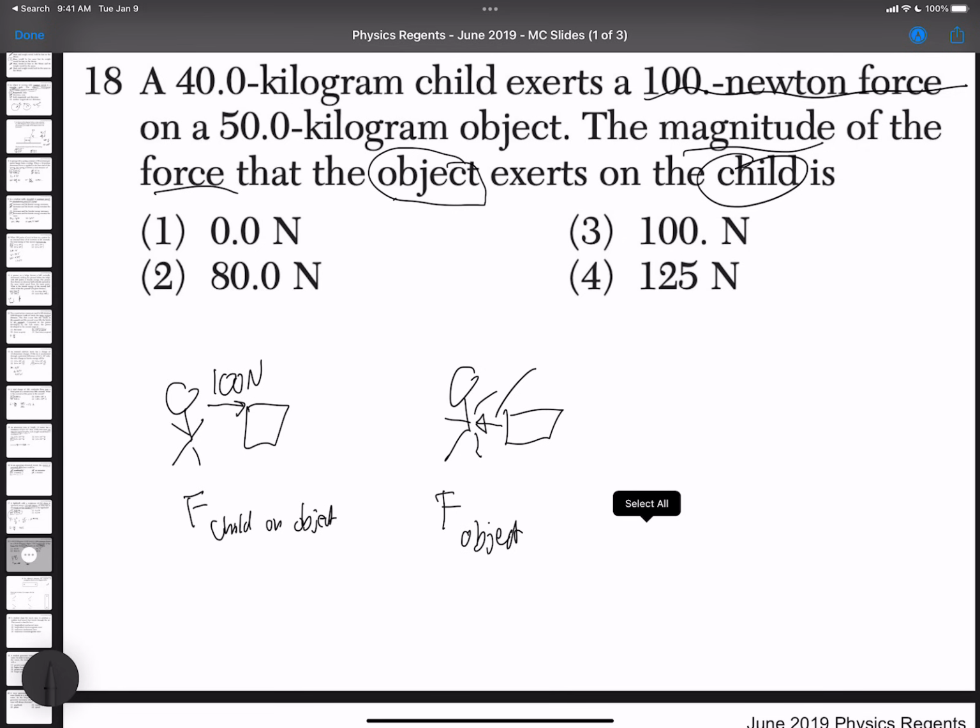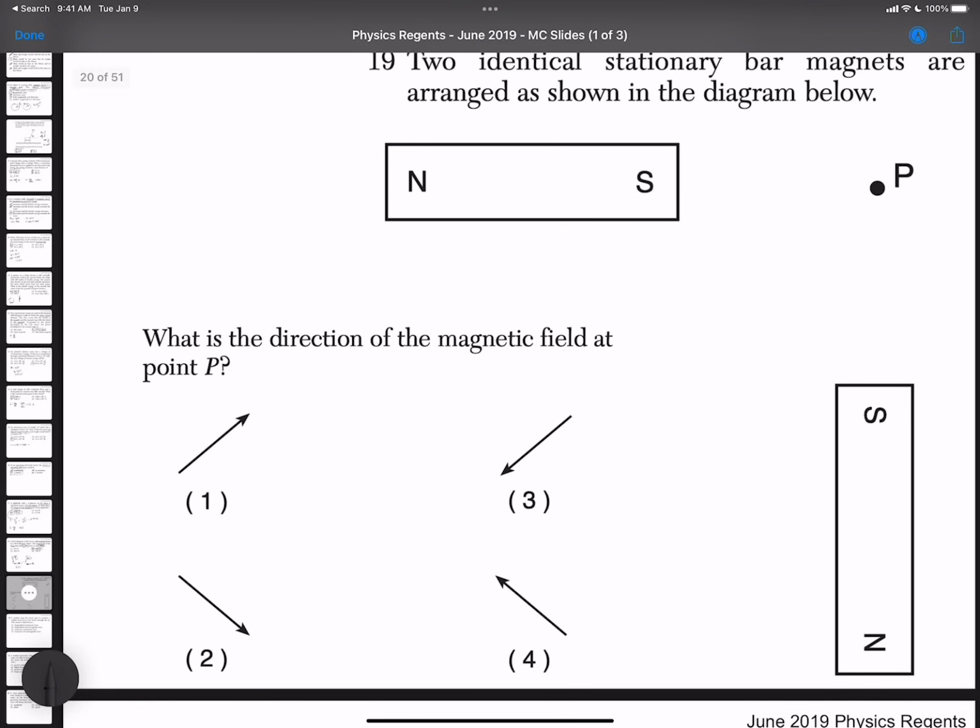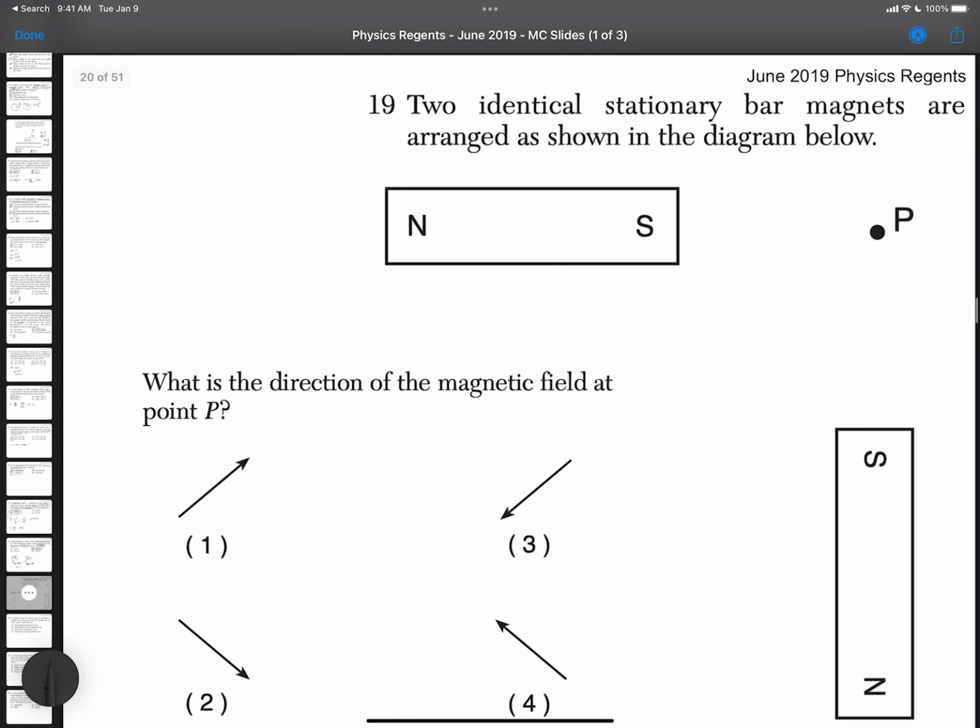And then they want us to say something about the force of the object applying a force on the child. Well, this is a Newton's third law question, which states that these forces are equal in magnitude and opposite in direction. And so the answer choice here is 3. No calculation needed.